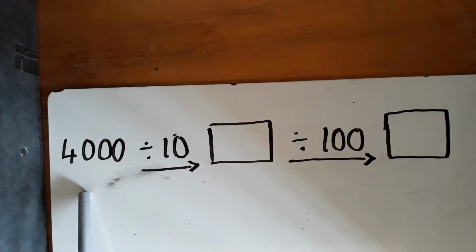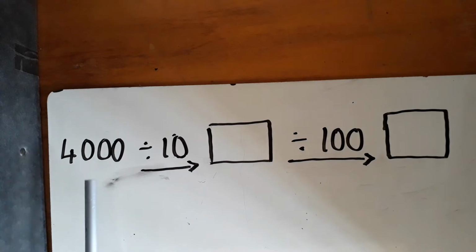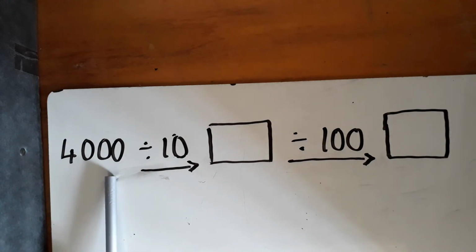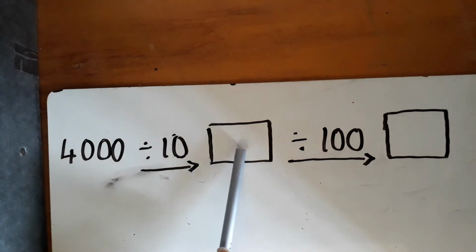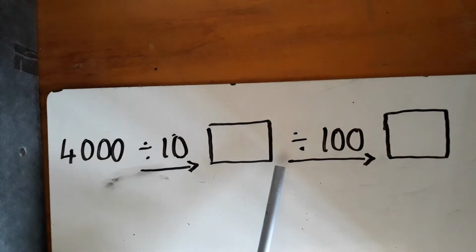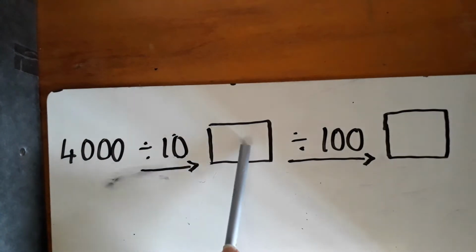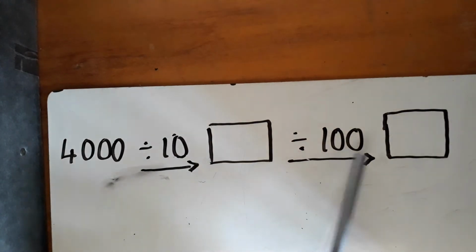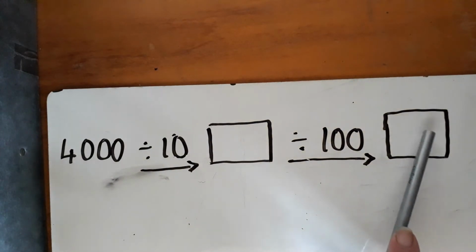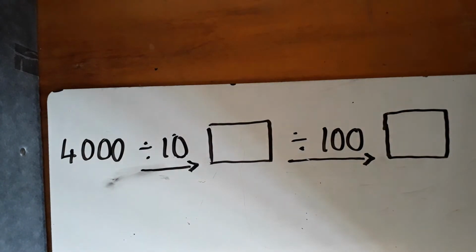Okay, so when we look at this long number sentence, 4,000 divided by 10, you need to put the answer here, and then you need to continue because you then need to divide this number by 100 to give you the final answer. So I'm going to show you quickly.